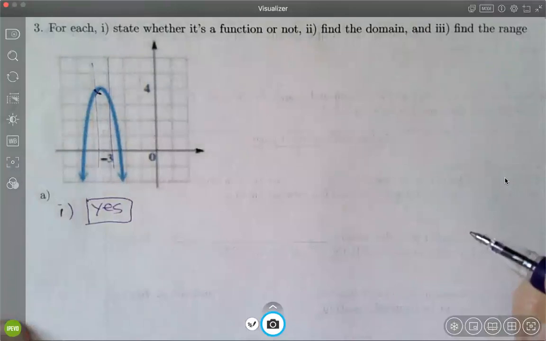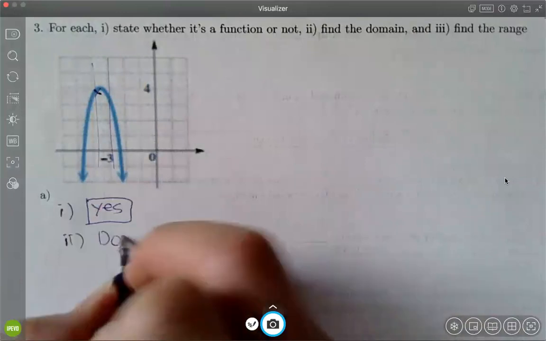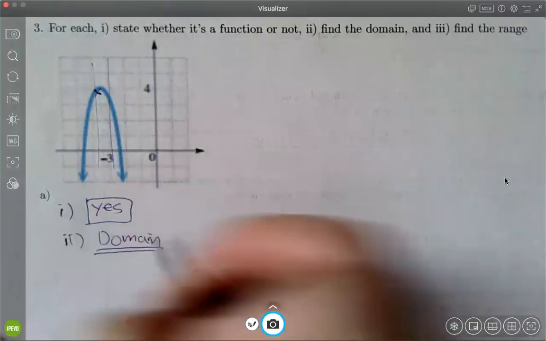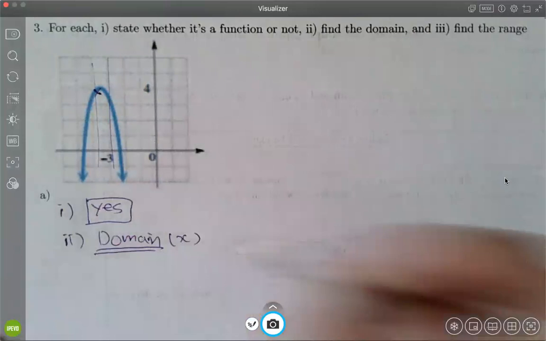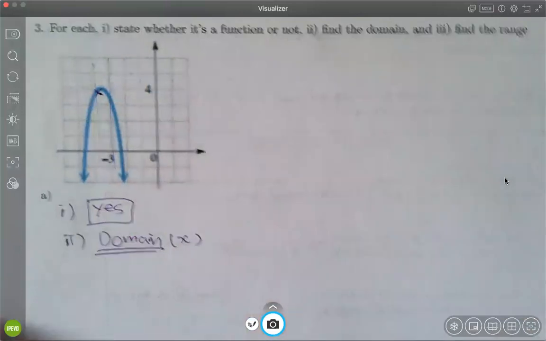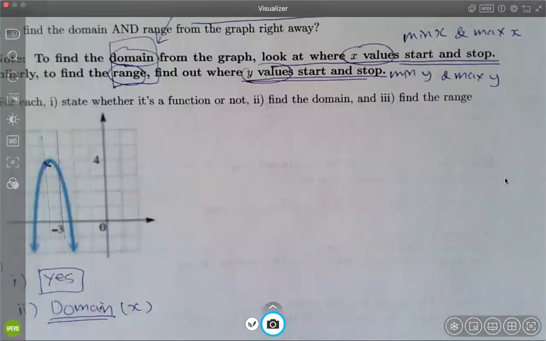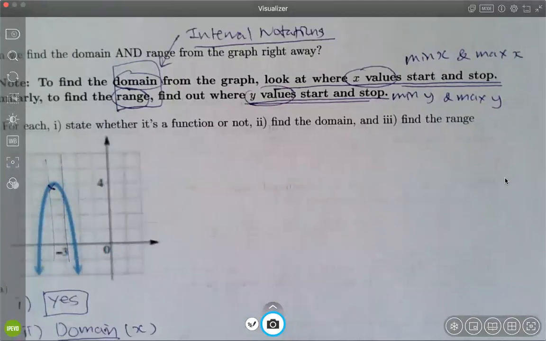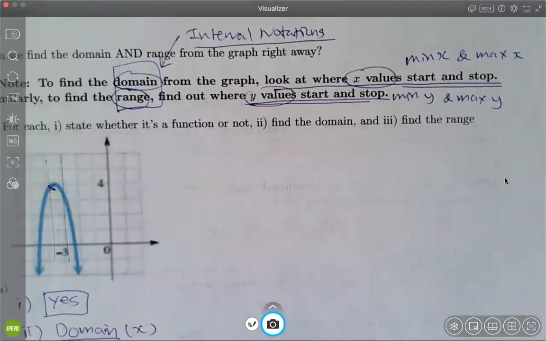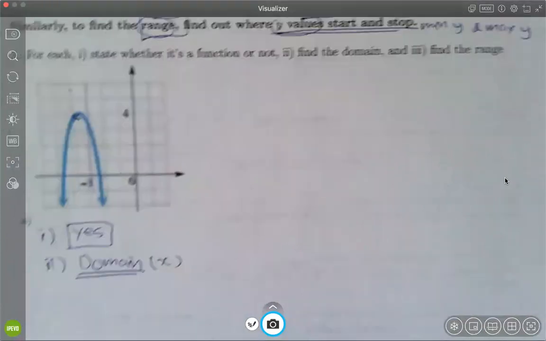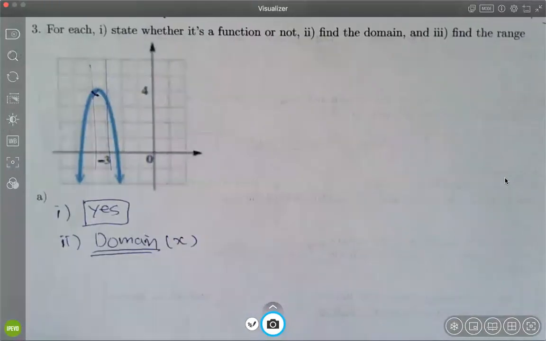And now, find the domain. Okay, and remember the domain is the x values. So what do we have to do? We have to get the minimum x and maximum x, and then we have to write them in order in the interval notations. So here, what is the minimum x on the graph?